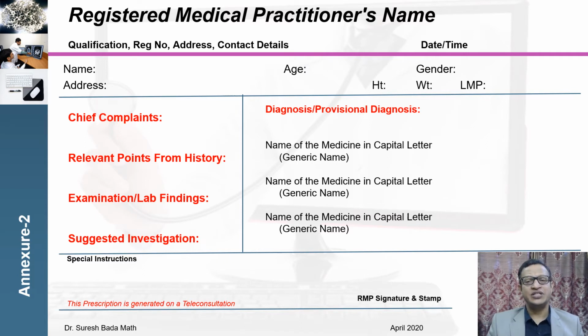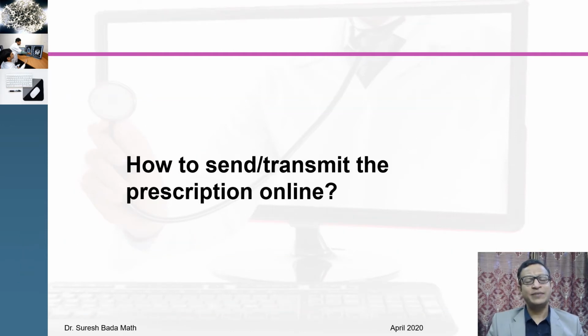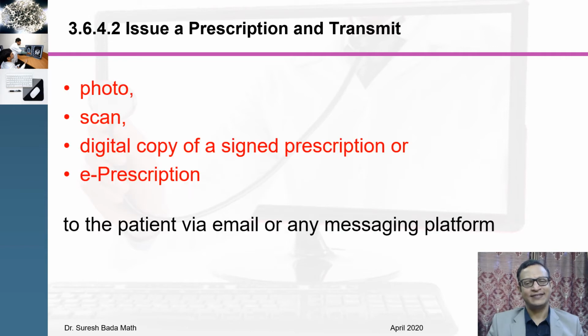Along with that, the prescription generated should be written in capital letters. If you are writing it, you can type it, and the generic name has to be given. Special instructions have to go to the bottom, and a note that the prescription was generated through telemedicine or teleconsultation has to be mentioned at the bottom. How to send the prescription online?